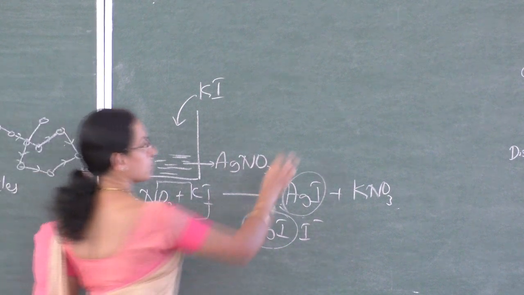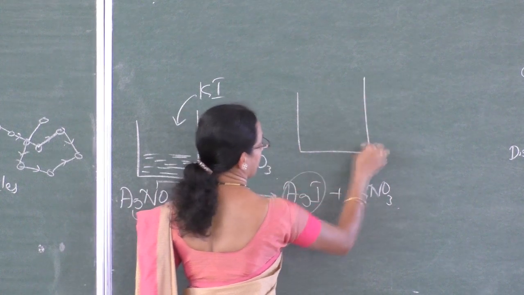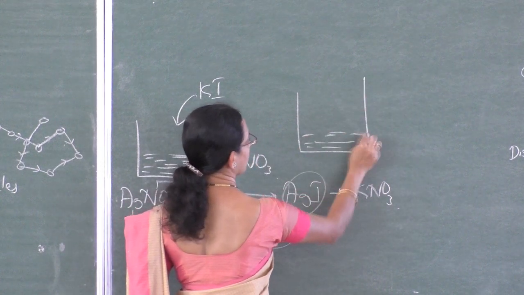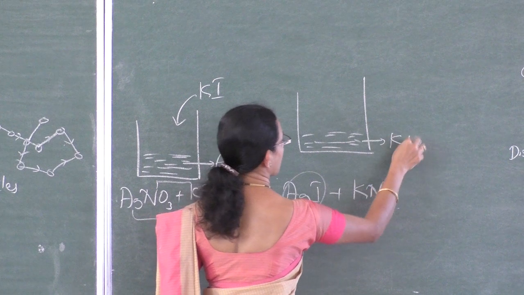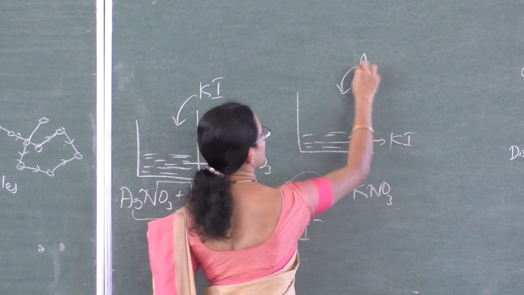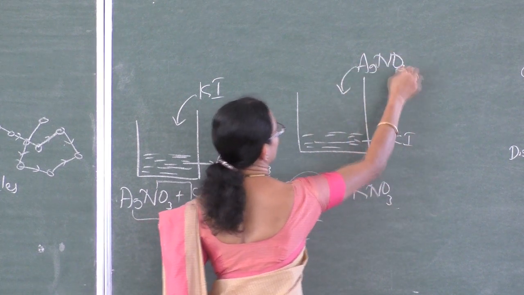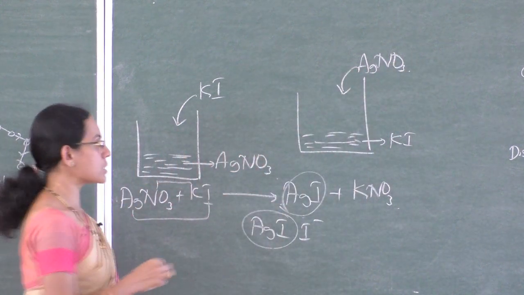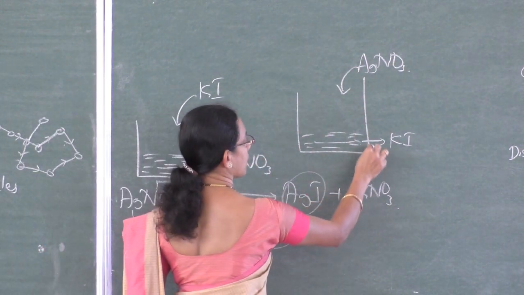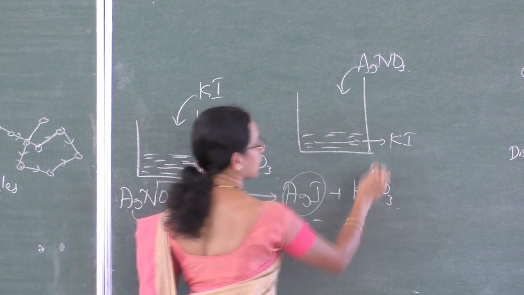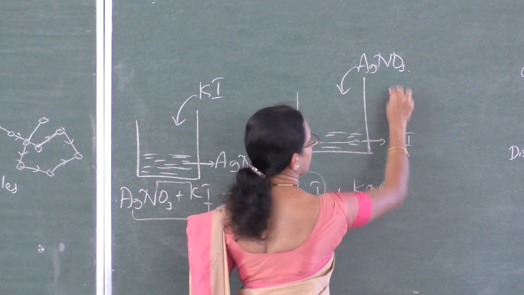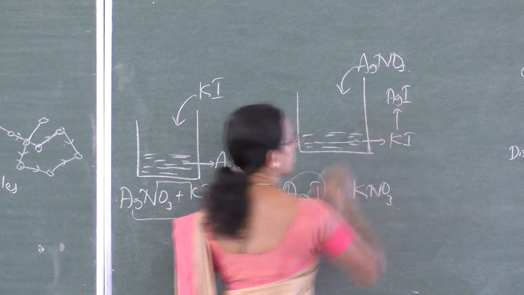Or in other words, if silver nitrate, AgNO3, is added to the solution of potassium iodide, again the precipitate formed is AgI, silver iodide, right?